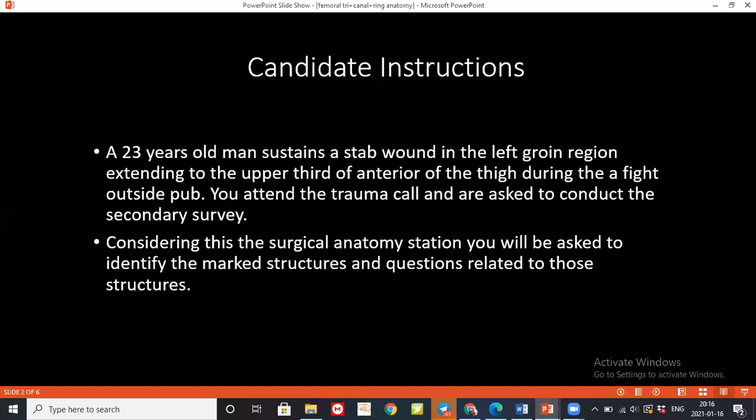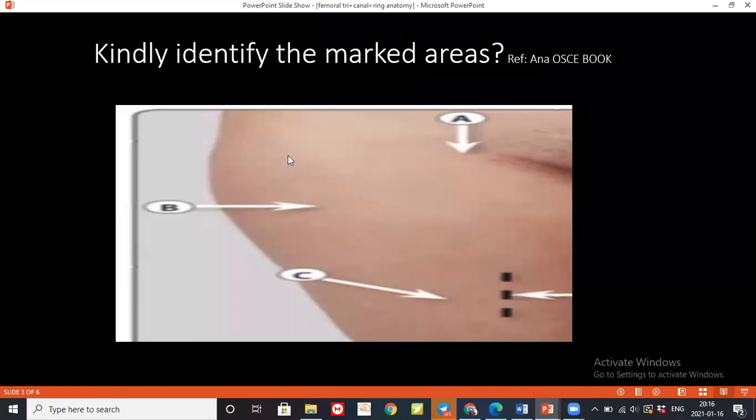Right. If you have read and understood, kindly tell me, please. What are the boundaries of, or what are you looking at? So this is the groin region, and we are looking at the femoral triangle. Very good. Can you please tell me the boundaries of the femoral triangle?